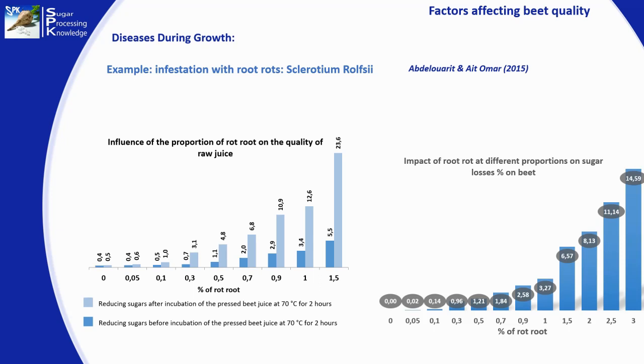For example, with 1% of root rot presence, we have 3% beet of sugar losses. So, the presence of root rots, even in small proportions, has a considerable impact on beet processing. Therefore, the only solution to this problem is to sort out the rotten roots and avoid receiving them.